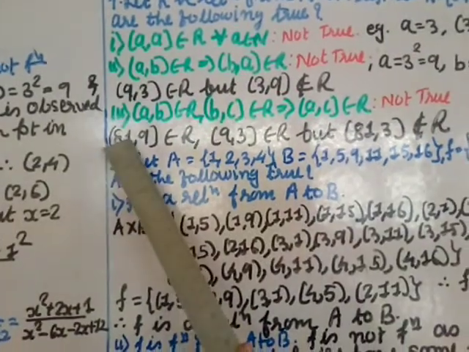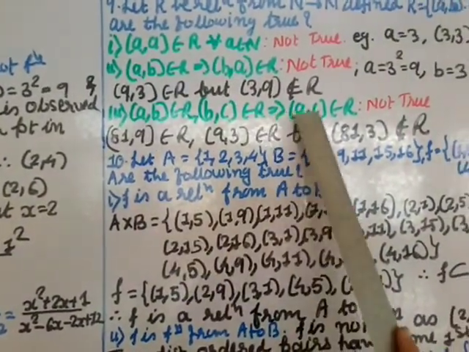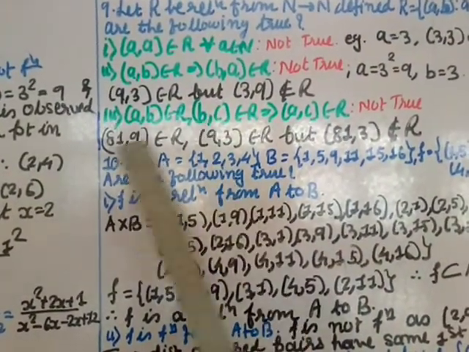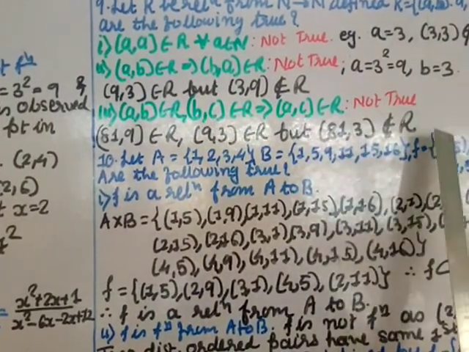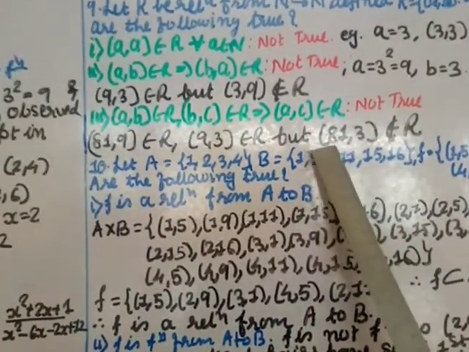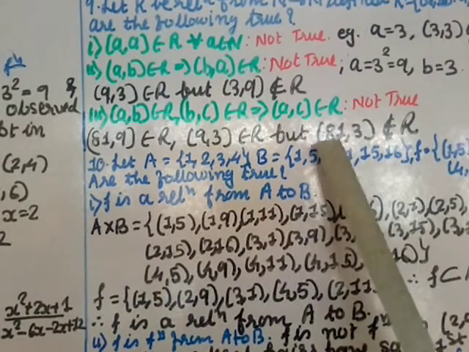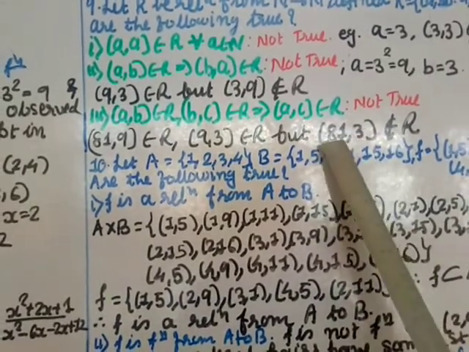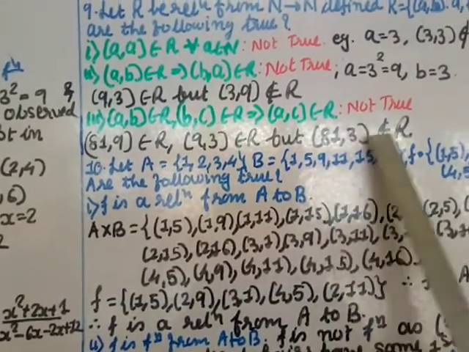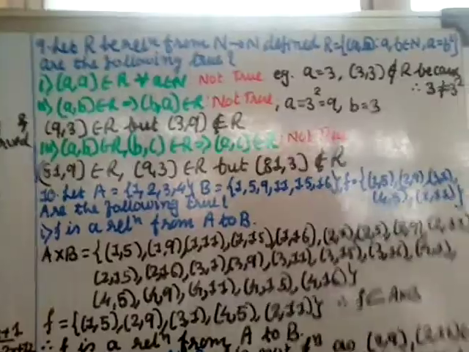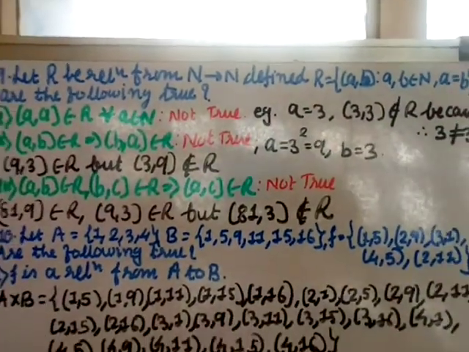But here a and c give (81, 3). (81, 3) will not belong. Why? Because 81 is not 3 square. The relation between a and b is a equal to b square, so 3 square should be the value here. So this is not belonging to R, and this is also not true. So that is the solution for question number 9.